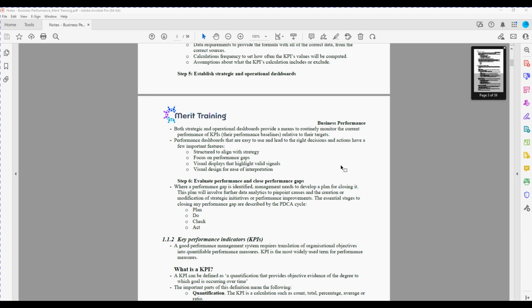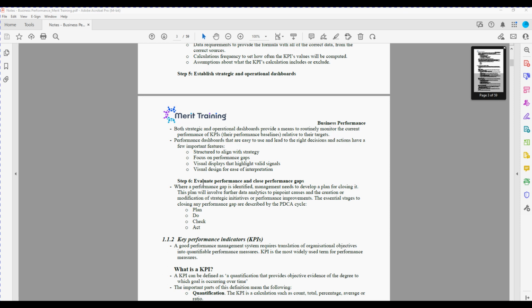And finally, evaluate performance and close performance gaps. So where a performance gap is identified, management need to develop a plan for closing it. So let's say an NPS target is 70, and we see that the business is on 60 and trending down from 65 and probably going to hit 50 based on our projection. So we realize that there's a performance gap there. We need to step in and do something. But what is it that we do?